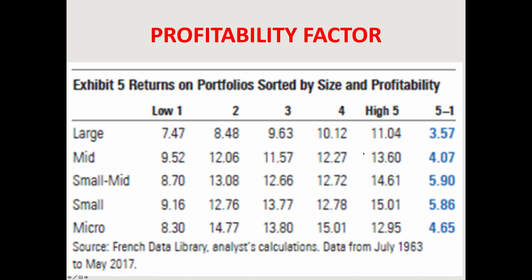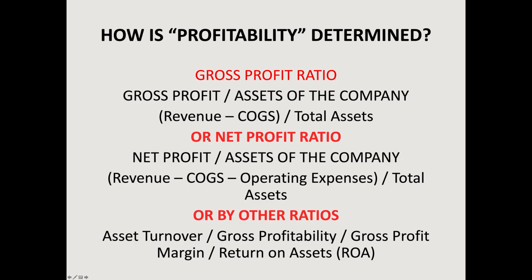So if we subtract just the very highest profitability stocks versus the lowest, we end up with some pretty interesting numbers here. All right. What is profitability? Well, it's done by looking at different ratios. The question is, how much gross profit does a company generate relating to the amount of assets of the company. And that's one ratio. Revenue minus cost of goods sold divided by total assets is another ratio.